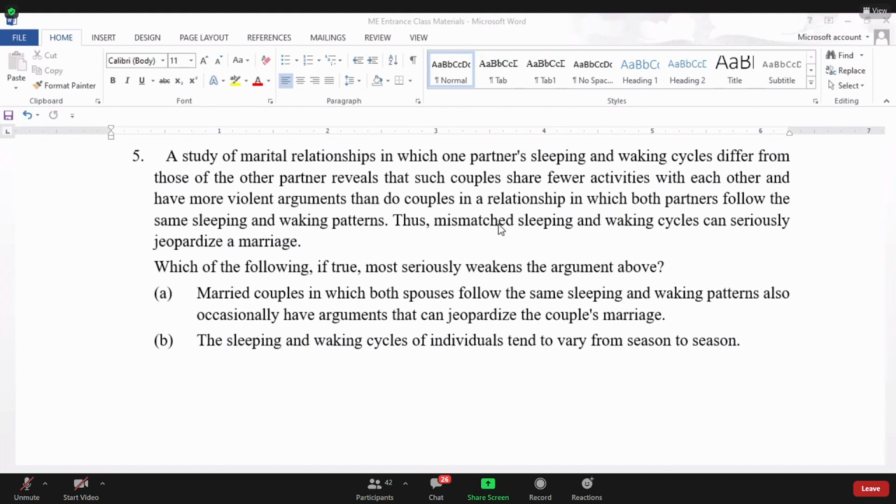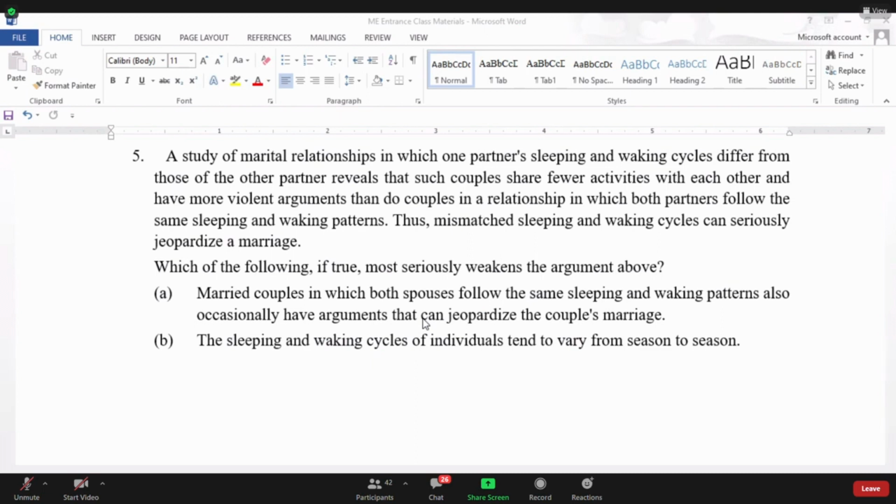In which option is this given? Option A, sir. Option A. Is everything clear now? Married couples in which both spouses, husband and wife, follow the same sleeping and waking pattern, also occasionally have arguments that can jeopardize the couple's marriage. Right? They also fight. Such a fight happens that they also get divorced. Their marital relationship is also in danger.